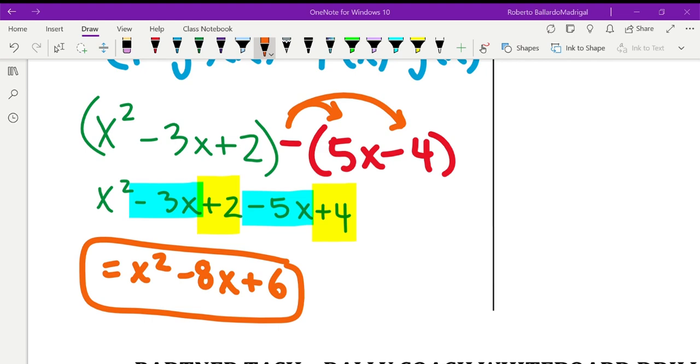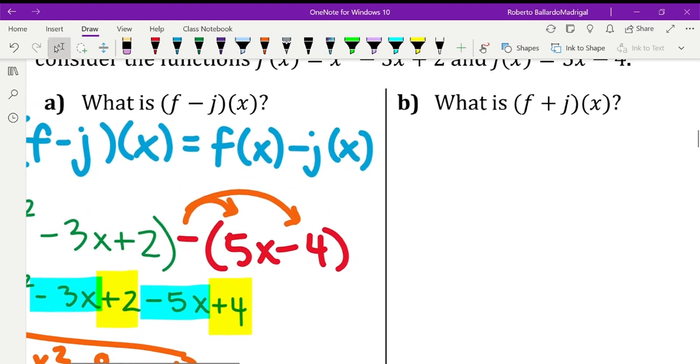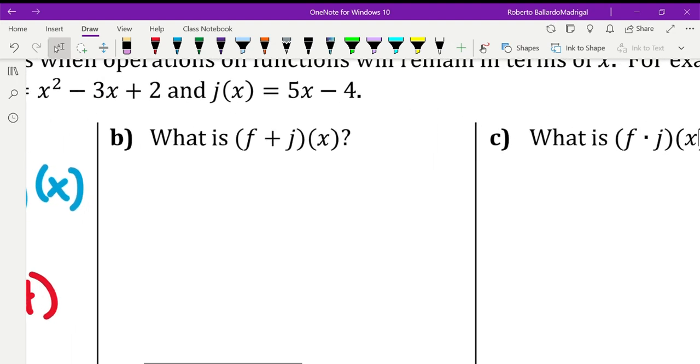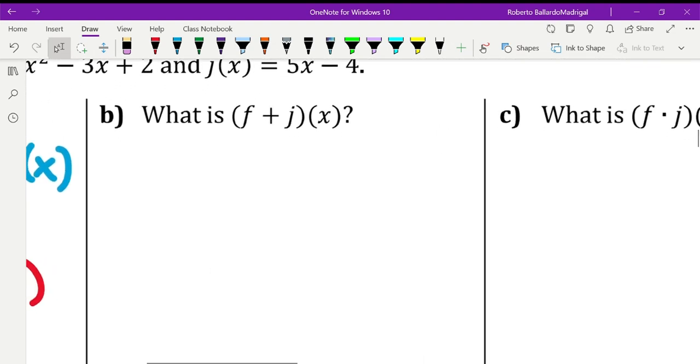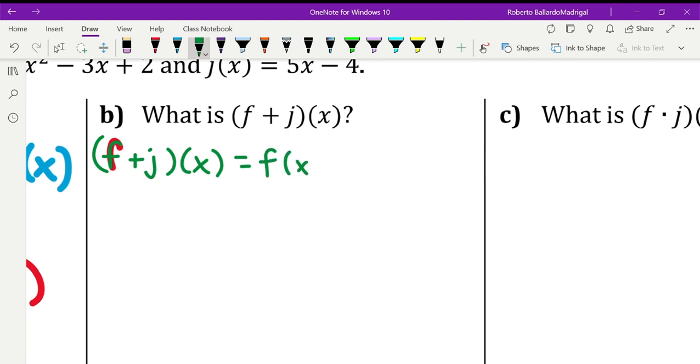So that is subtracting. Let's take a look at what it looks like when we add the terms together. What is f plus j of x? F plus j of x is the same as what? How am I going to rewrite f plus j of x? What did we see from our definition earlier? Go ahead, sir. It is f of x plus j of x.